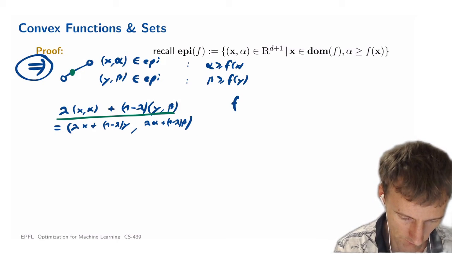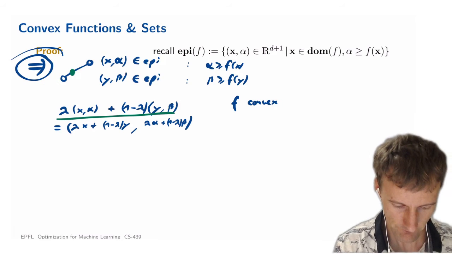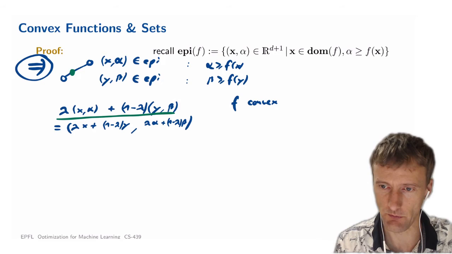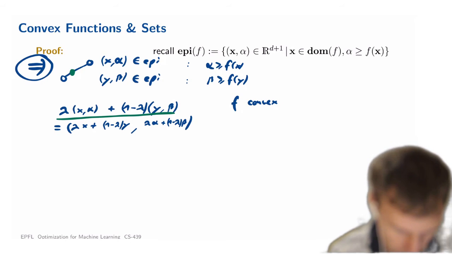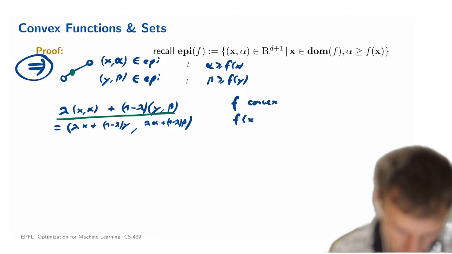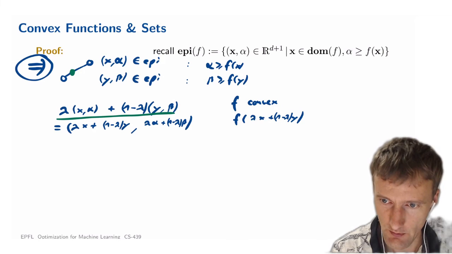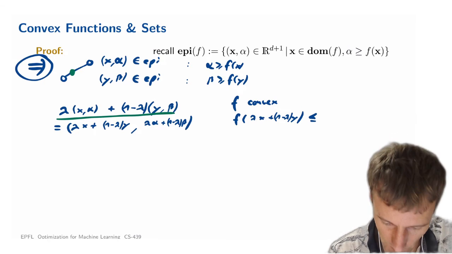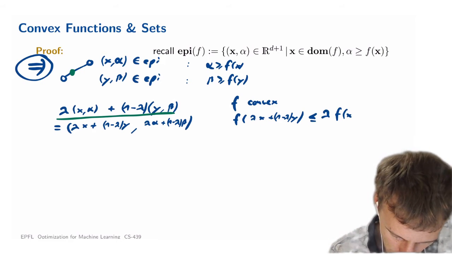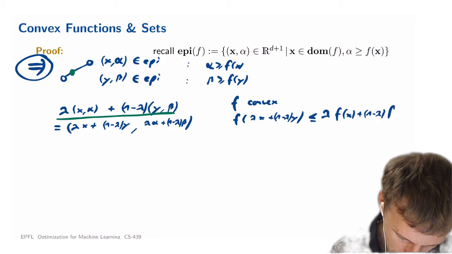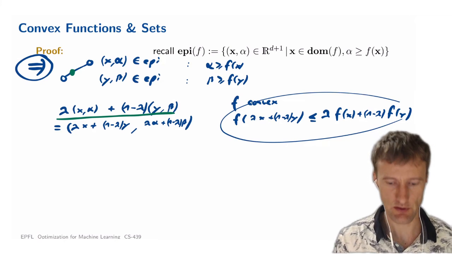So remember, we go from left to right, so we assume f is convex. We want to show that the set, the epigraph, is convex. That's what we want to show. So we want to show that this point is part of the epigraph. What we can use is convexity of f. So f of, sorry. So this we know, right? So now I will just apply convexity at this combination of x and y. So this is nothing special, just convexity.